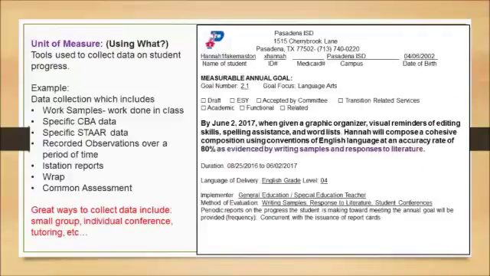Unit of measure, using what? Tools used to collect data on student progress, such as work samples, work done in class, specific CBA data, specific STAR data, recorded observations over a period of time, iStation reports, RAP, common assessment. The data that will need to be collected for this goal can be done in the form of writing samples and responses to literature. Great ways to collect data include small group, individual conference, and tutoring.